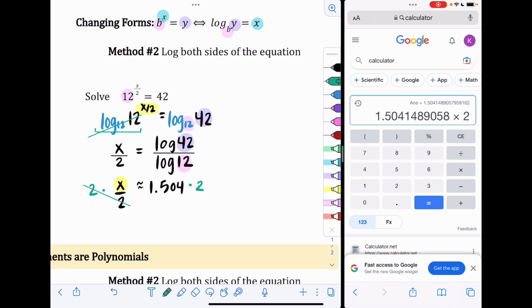So 1.504 times 2 is about 3.008. So we'll say x is approximately 3.008.